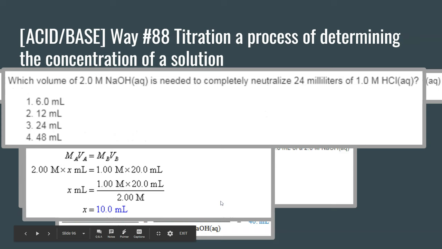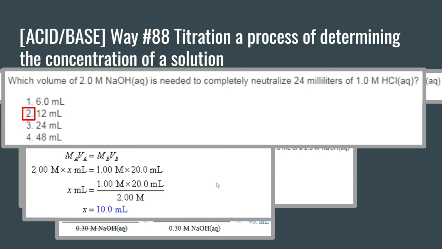Which volume of 2 molar NaOH is needed to completely neutralize 24 milliliters of 1 molar HCl? So think about what's provided in this problem, what each of these variables represent, and think about how you would solve for the unknown. Here, NaOH is the base, HCl is the acid, and you're given the molarity of the base, so Mb, and you're given the volume of the acid as well as the molarity of the acid. So here is Va and Ma. So you're solving for Vb. In order to solve for Vb, you just plug in the following into the formula, and you get 12 milliliters.